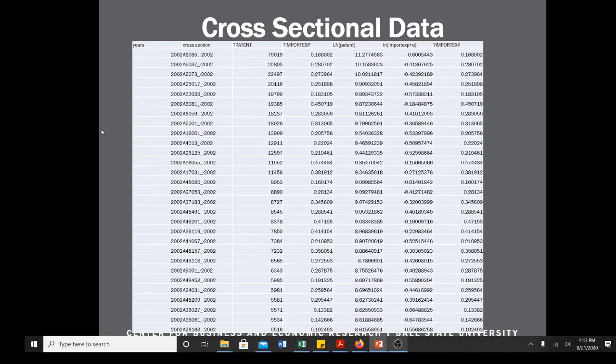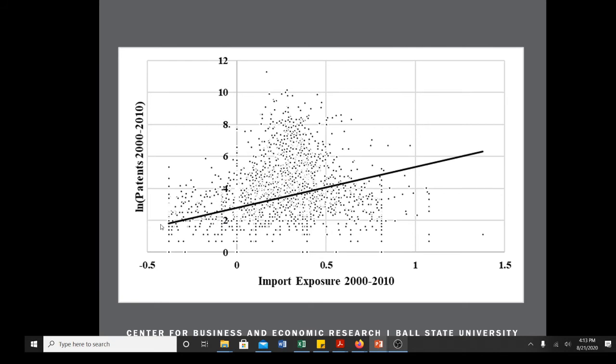And this is what it looks like graphed. So the natural log of patents over that time period, natural log of import exposure. And this is part of a study we're doing to see whether or not patents were influenced by risk of a firm facing outsourcing. There's some evidence from us and other studies that that was the case. So this is a way you'll display data.